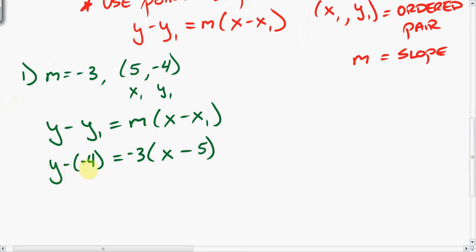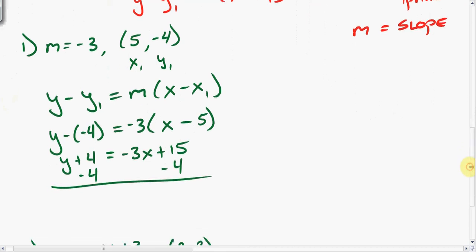So I can see y minus -4 is like plus a positive, so this becomes y plus 4 is equal to, I'm going to distribute in the -3, so I've got -3x, and then -3 times -5 is positive 15. I'm almost there. I want y equals mx plus b, so I'm going to move over my 4. So subtract 4 from both sides. And the 4's cancel, so I have y equals -3x plus 11. That's your final answer, y equals mx plus b form.